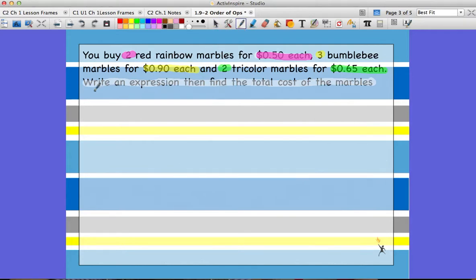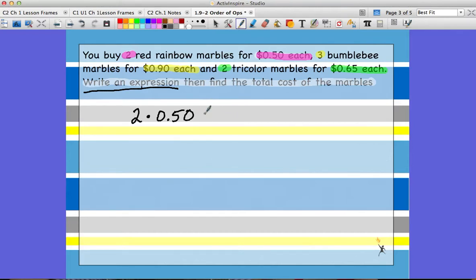So now you have to remember the first part says to write an expression. So you can't just go ahead and solve, you need to write an expression first. So we know to find the price of the 2 red rainbow marbles, you would take 2 times 50 cents each. However, that's not all we're buying.